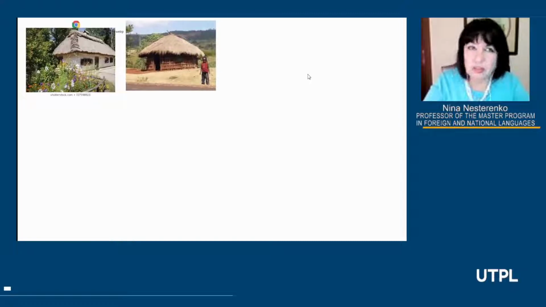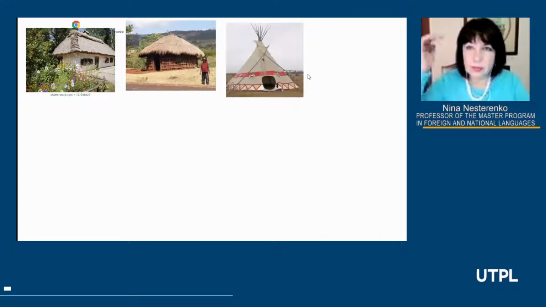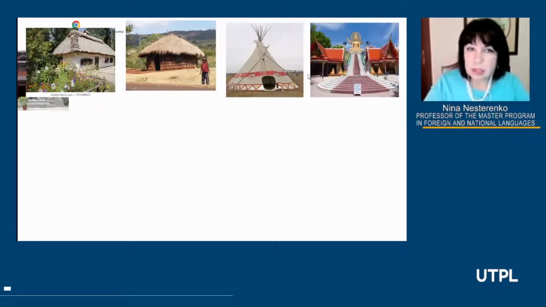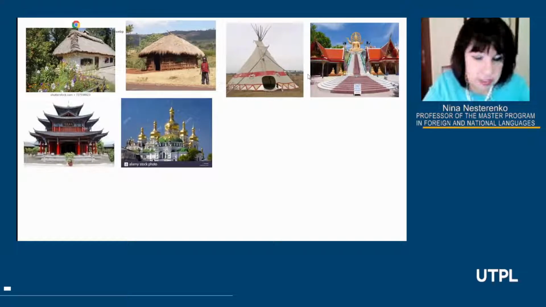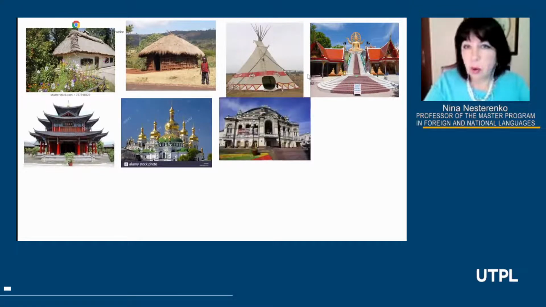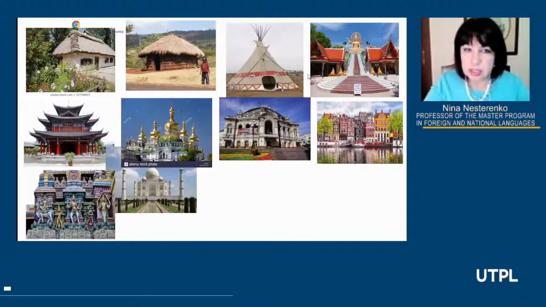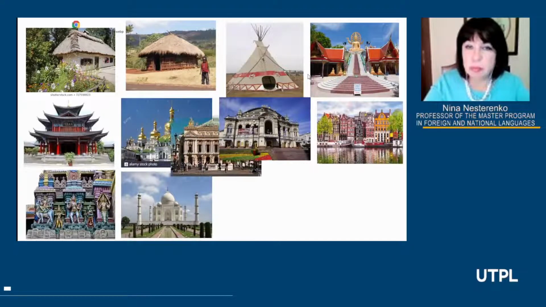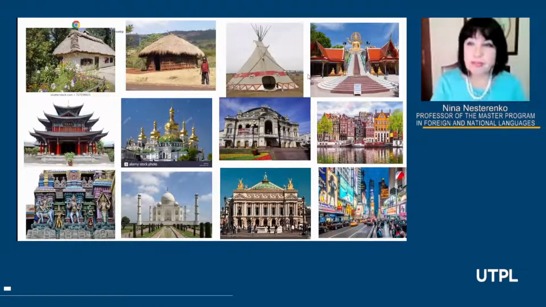And speaking about those differences, we also need to mention different architectural styles, like this teepee of North American Indians. Actually, this first one is an old Ukrainian hut, and then we have African, and so on. This is a famous church in my native city, Kiev, in Ukraine, and there's the opera house. This is Holland, Indian churches or temples, the famous Taj Mahal, the opera house in Vienna, Austria, and those who travel to the United States could recognize Times Square, right?